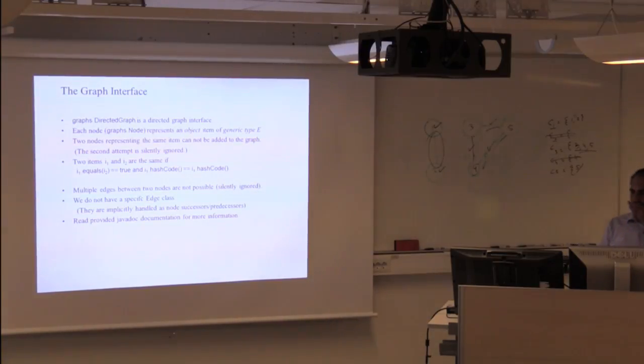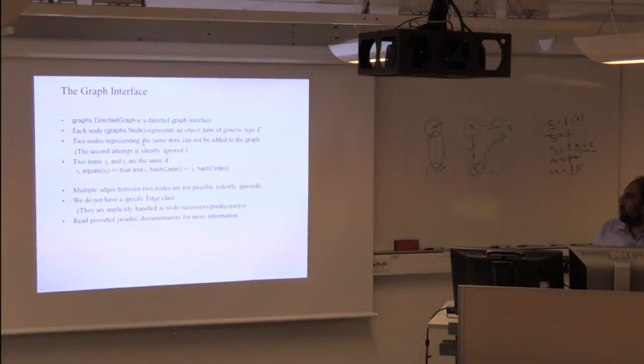And some details about the graph interface. The interface that we are asking you to implement basically implements a directed graph, which means that there will be one-way arrows, one-way edges, from one node to another node. And each node will be represented by this graph.node abstract class, which you get together with the assignment. And it should be a generic type. You have already learned generics.